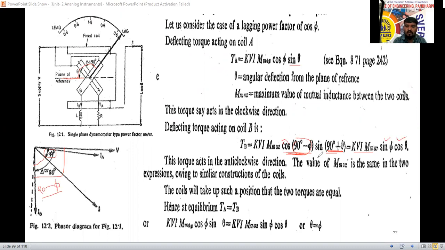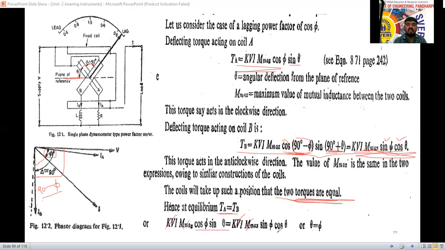Now we have calculated both the torque equations. We have calculated TA and TB here now. We know that the coils will take up such a position that the two torques are equal here now. For that reason, I will write TA equal to TB here now. The KVI gets cancelled here now. So the Mx will get cancelled here now.